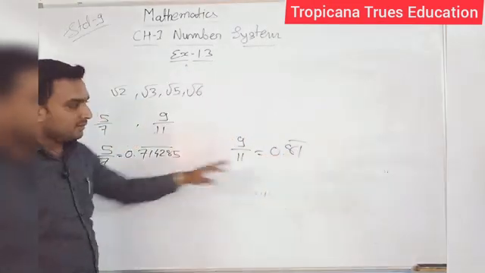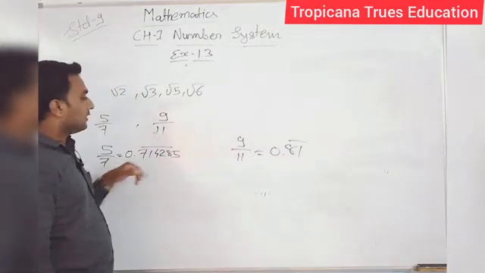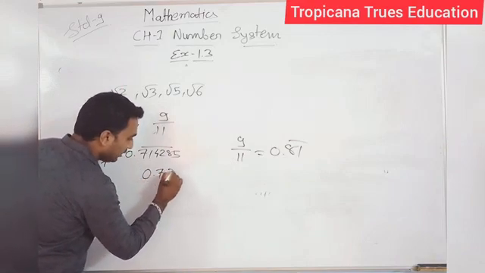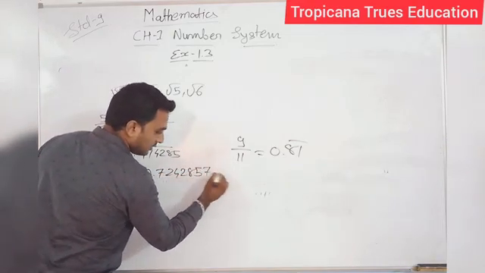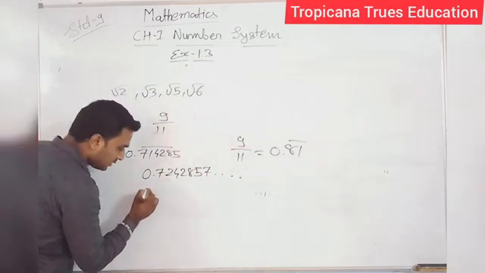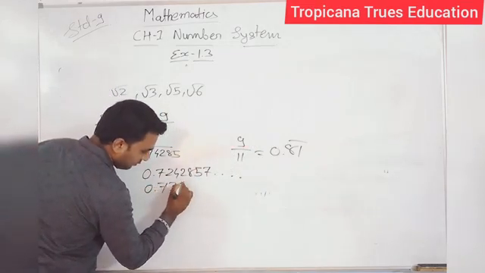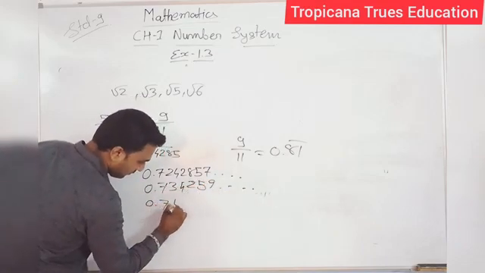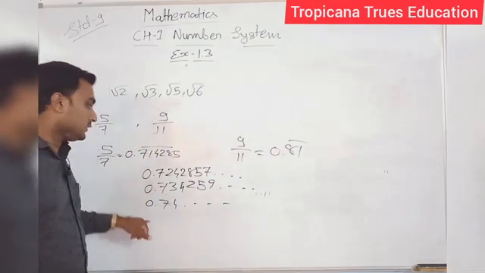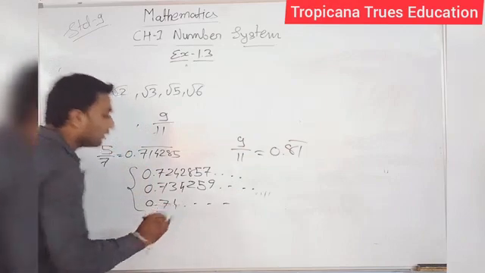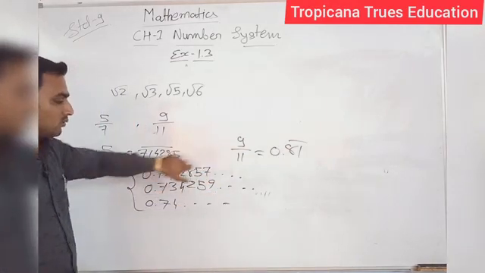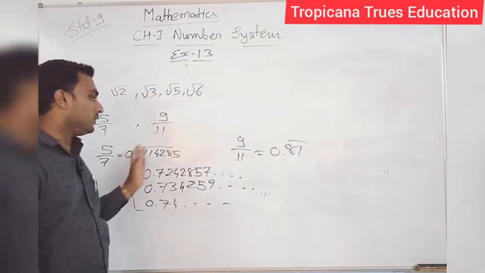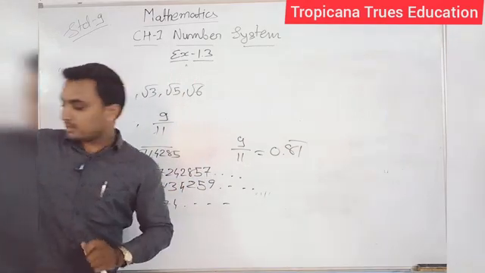Now see, here it is 0.71, here it is 0.81. There are so many numbers, like irrational numbers, between 0.71 and 0.81. So you have to write it this way: 0.72, 42, 857, which is not a repeated sequence. Then 0.73, 42, 5, 9, and so on. 0.74, and so on. Clear? So we have to write that this is not a repeated sequence after the decimal. So these are all your irrational numbers. There is no limit to the irrational numbers between two rational numbers. There are infinitely many irrational numbers between two numbers.